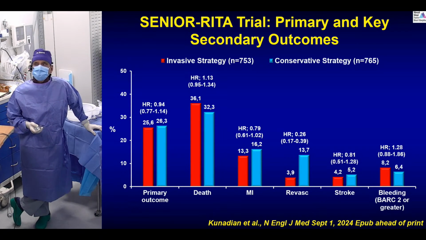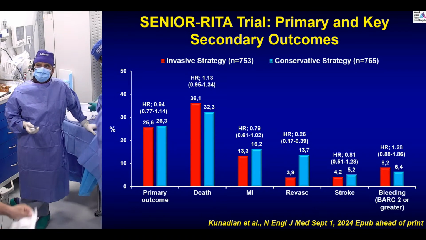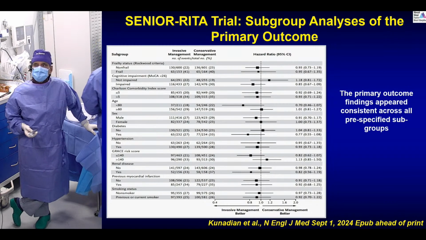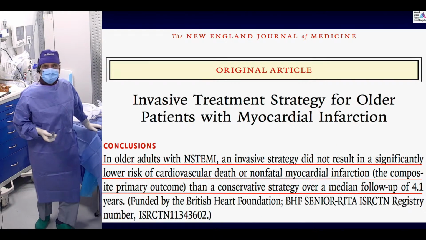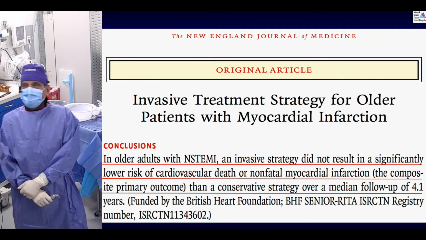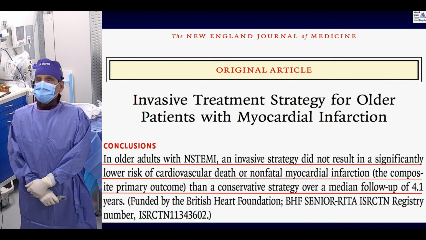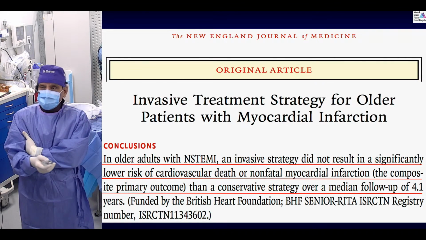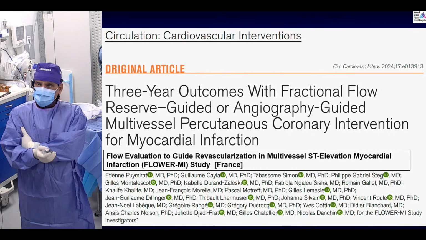The trial showed both primary and key secondary endpoints were identical at long-term follow-up of the invasive strategy versus conservative in elderly patients. In individual subgroups also, there is no group which showed any benefit. So basically, the conclusion was that in older adults with non-STEMI, more than 75, an invasive strategy did not result in a significantly lower risk of cardiovascular death or MI than a conservative strategy over a median follow-up of 4+ years.